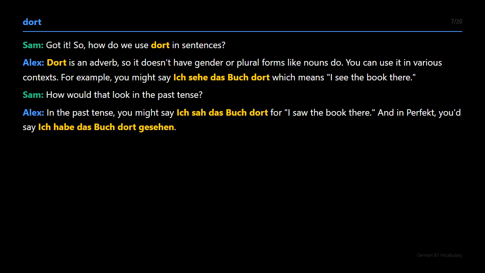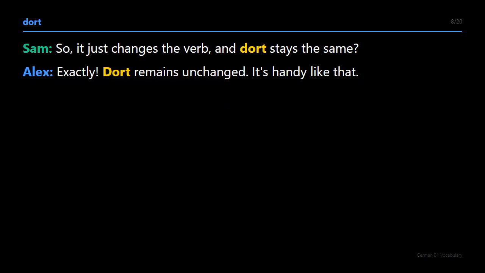How would that look in the past tense? In the past tense, you might say, Ich sah das Buch dort, for I saw the book there. And in perfect, you'd say, Ich habe das Buch dort gesehen. So, it just changes the verb, and dort stays the same. Exactly. Dort remains unchanged. It's handy like that.